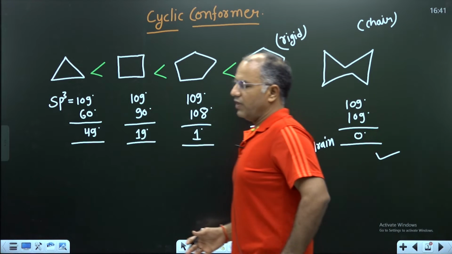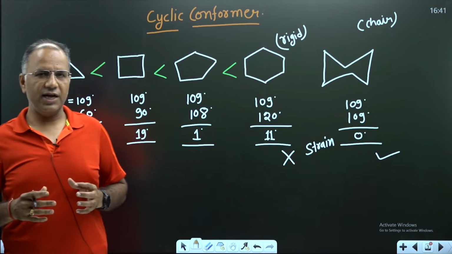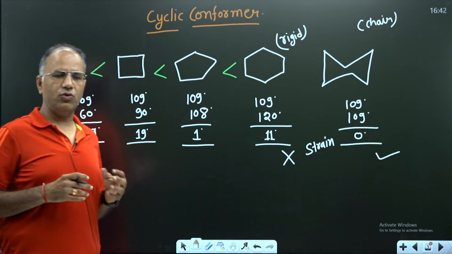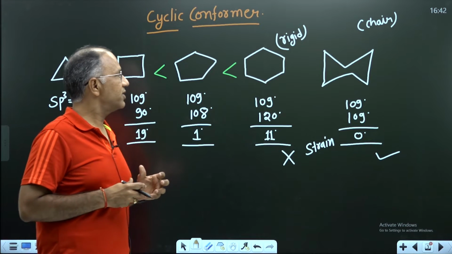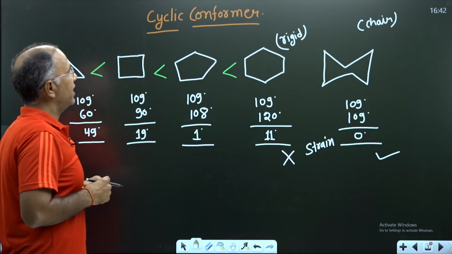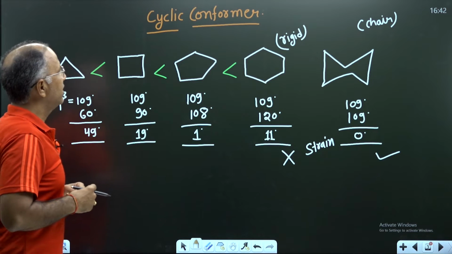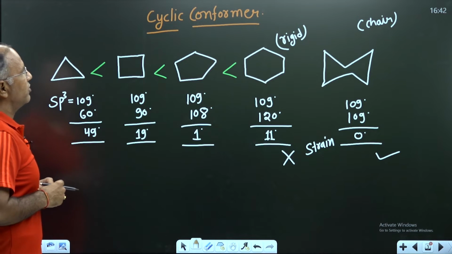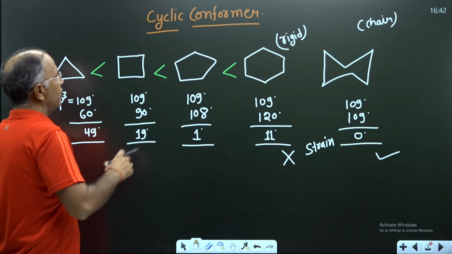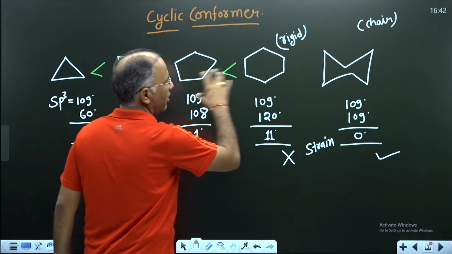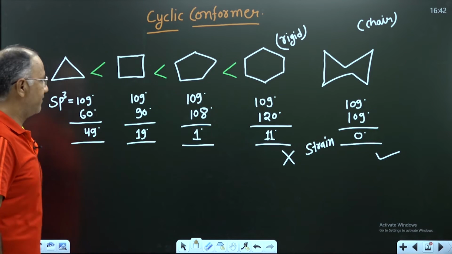Now, today we are going to study the cyclic conformer. In the previous lecture we studied how to draw conformers of open chain. In this lecture we will study how to draw cyclic conformers, how to determine their stability, and different factors affecting flipping, etc. of cyclic conformers. In order to study cyclic conformers, first of all we should know the stability order.